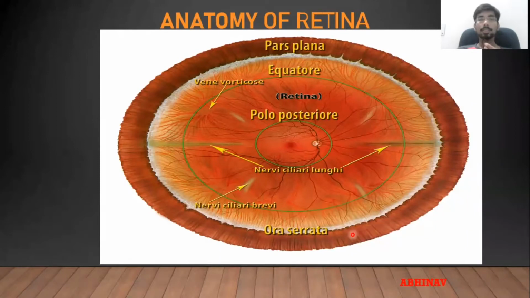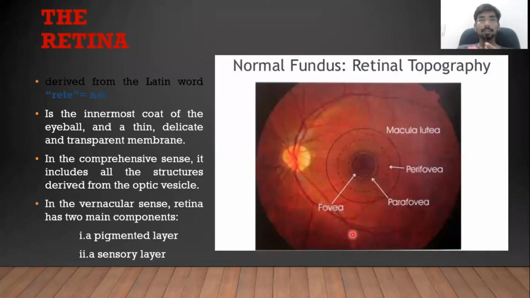In this video, we see about anatomy of retina. So reti means net. It is innermost coat of the eyeball. It is thin, delicate, transparent membrane. In the comprehensive sense, it includes all the structures derived from optic vesicle. In the vernacular sense, retina has two main components, pigmented layer and sensory layer.